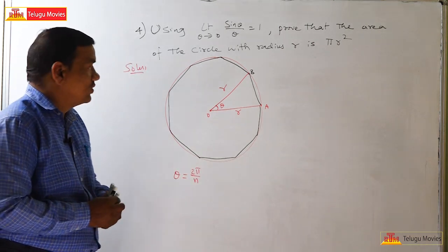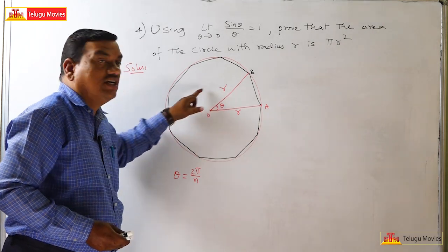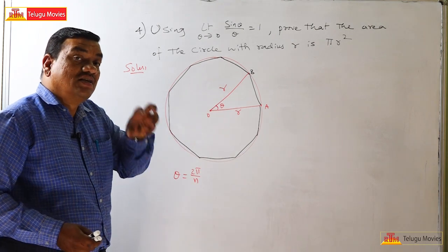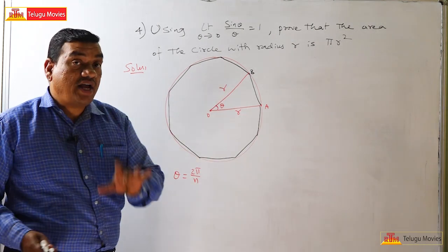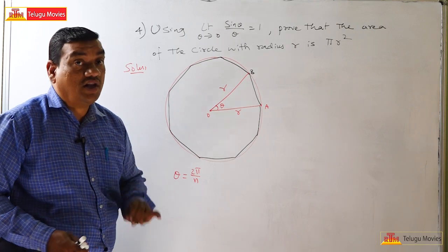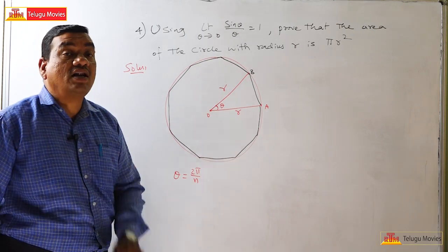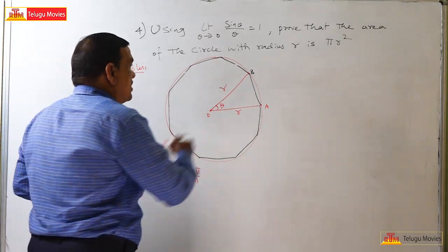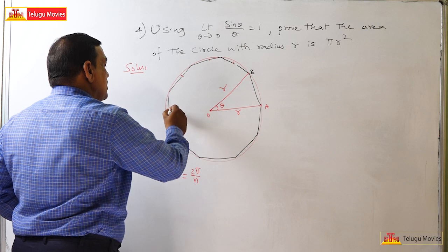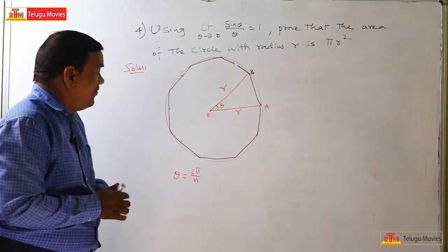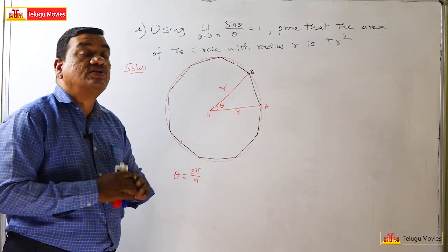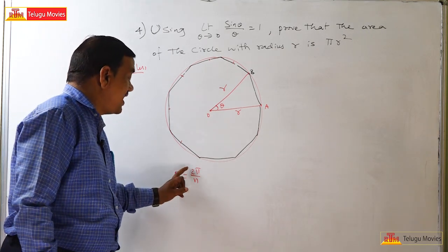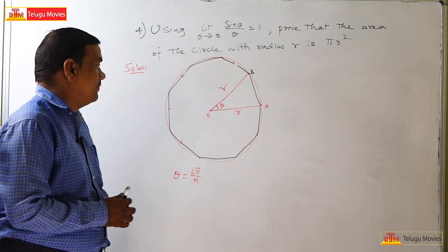Why? Because total angle is 360 degrees, that is 2 pi radians. Since it is a regular polygon, sorry, I should say it is a regular polygon, not simply a polygon, a regular polygon of n sides. All sides are equal. N sides are there. Therefore, this total angle will be shared by n sides. That's why the angle is 2 pi by n.